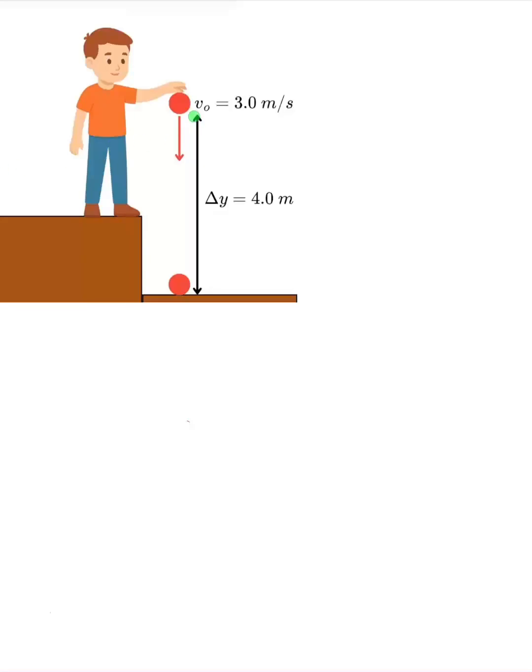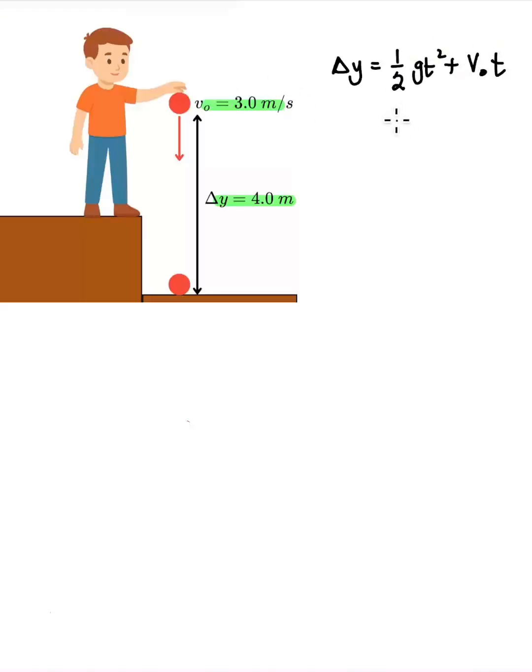How long is it going to take this ball to hit the ground when this man throws this ball vertically downwards with an initial speed of 3.0 meters per second, and this ball travels a vertical height of 4.0 meters? This is a problem on kinematics, and one of the kinematics equations we use to calculate the time it takes an object to hit the ground is delta y is equal to 1/2 gt squared plus v naught t.